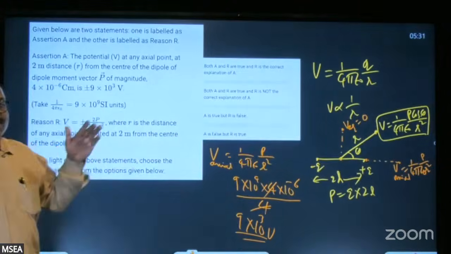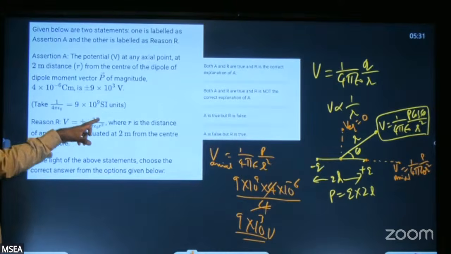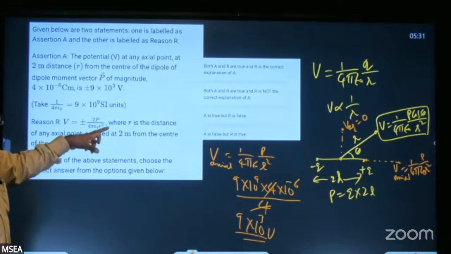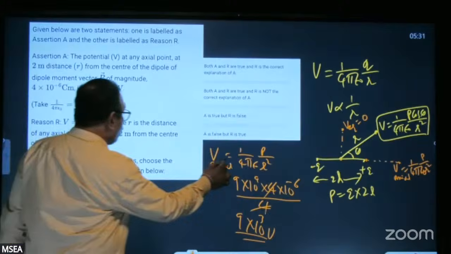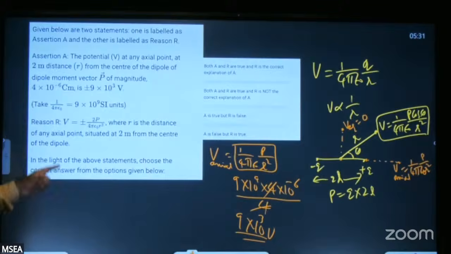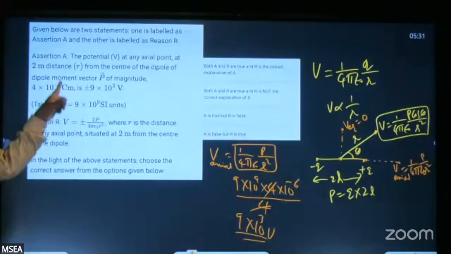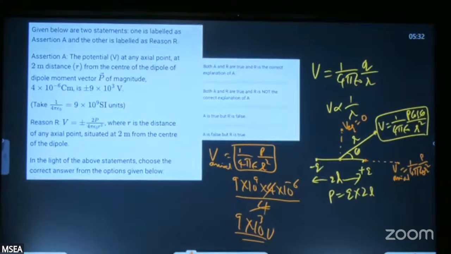Then the reason: V is equal to 2p by 4 pi epsilon naught R square, where R is the distance of the axial point. What is the formula for potential on the axial line? It is not 2p, it is 1 by 4 pi epsilon naught P by R square. That's why this reason is wrong, but the assertion is correct. Okay, this point you have to remember.